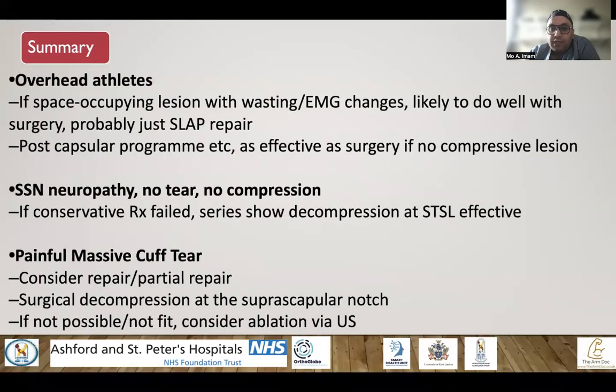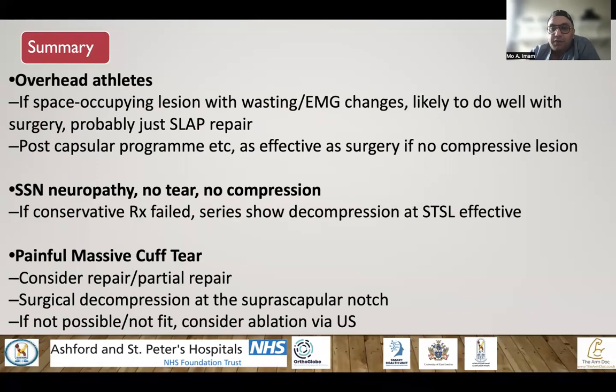If you have an overhead athlete and there is a space-occupying lesion with wasting and EMG changes, they will do well with surgery. If not, a posterior capsular program is as effective as surgery, if no compressive lesion. If you have someone with neuropathy without a tear and without compression, conservative treatment. If it fails, consider decompression of the superior transverse scapular ligament.